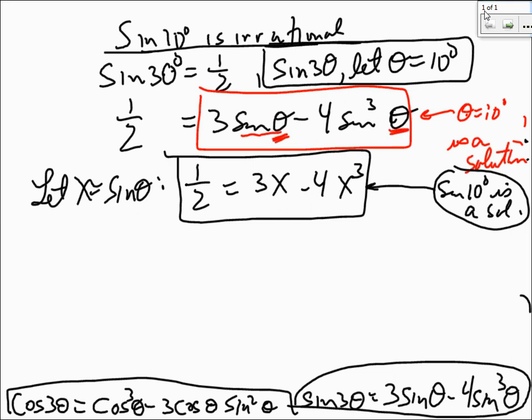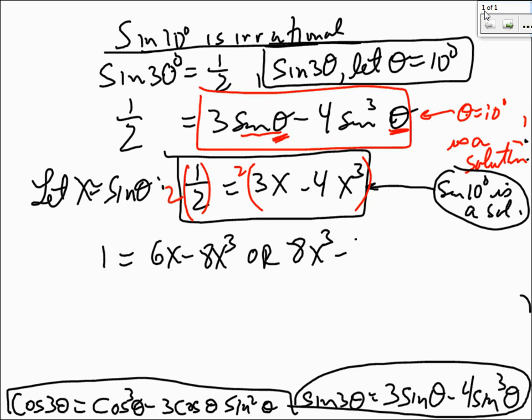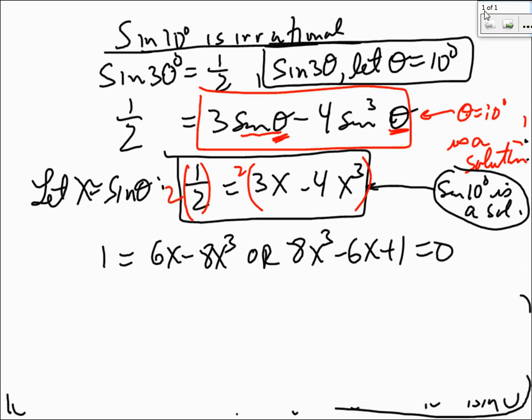First, I'll multiply both sides by 2. And I get that 1 is equal to 6x minus 8x cubed, or bringing everything to the left side, 8x cubed minus 6x plus 1 equals 0. Okay. Now I don't need the bottom formulas anymore. I do need the space.